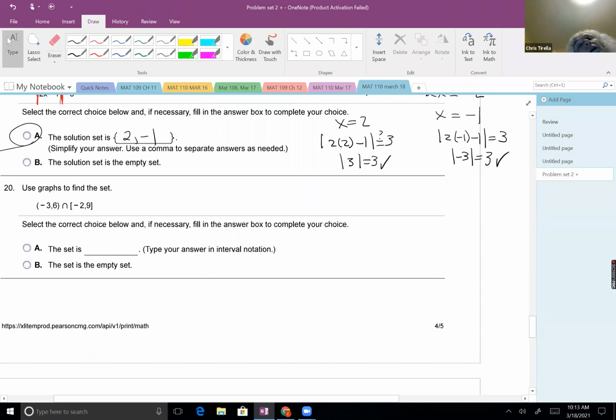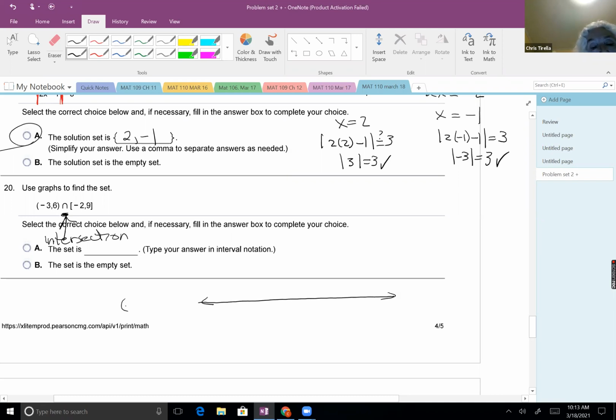Not hearing any complaints. Next, we're asked to find the intersection or overlap between 2 intervals. They ask us to do it using graphs. I think in my labs, this might have a multiple choice part to it.